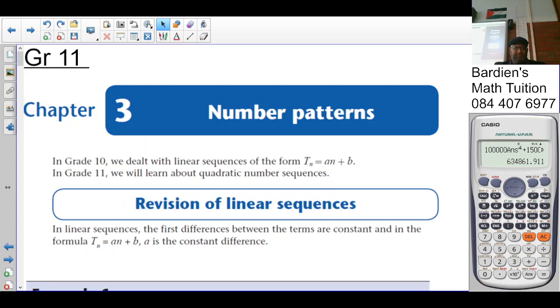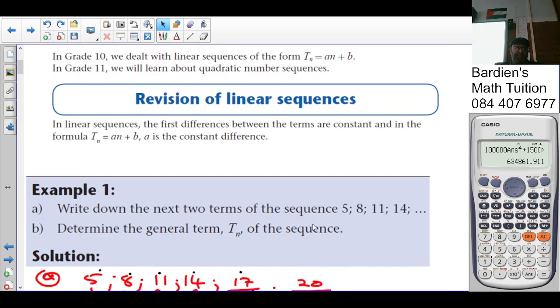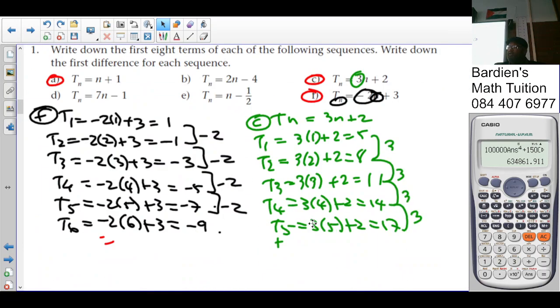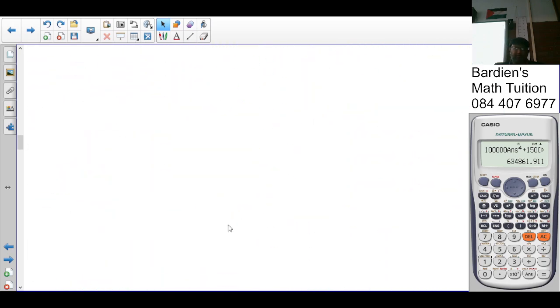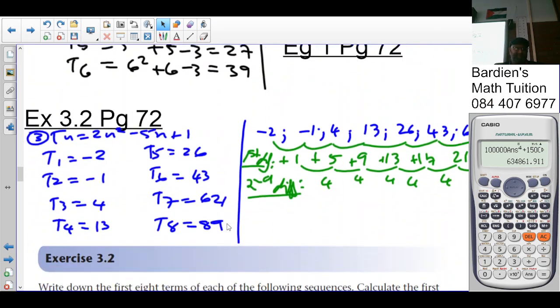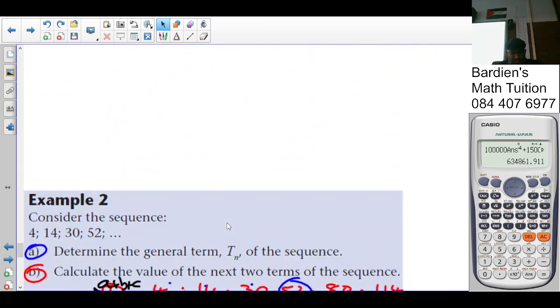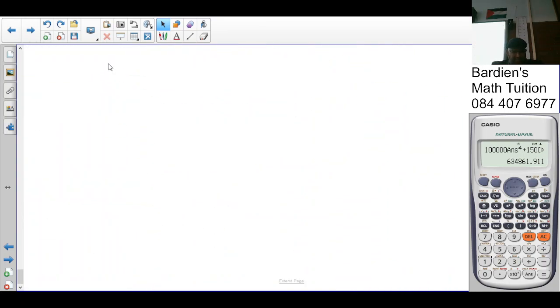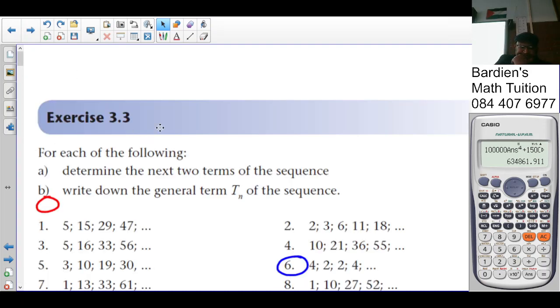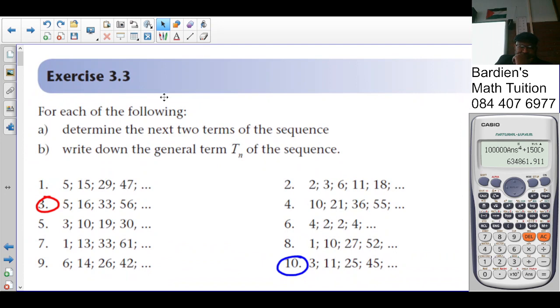Okay, good morning class. So today we're looking at number patterns. You guys had some homework, correct? Okay, the homework was exercise 3.3. Did we conclude exercise 3.3? What was your homework, people?